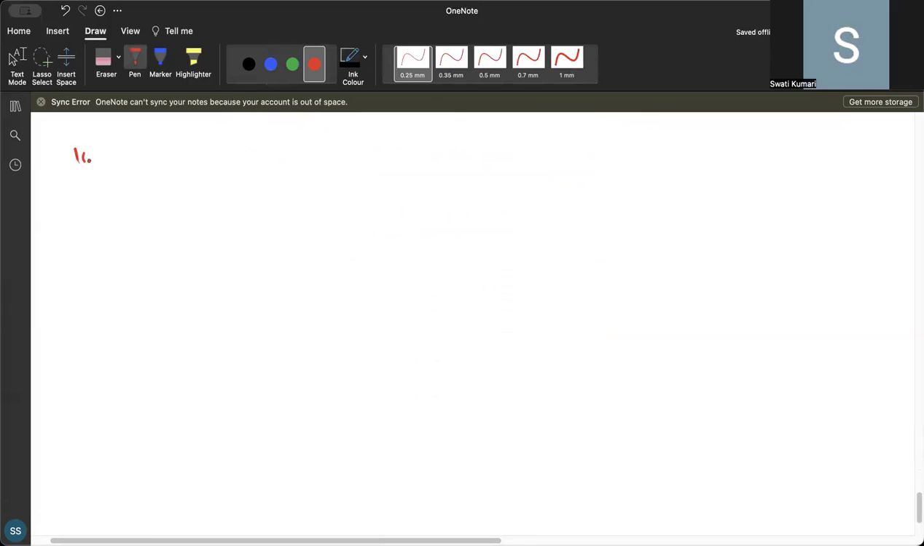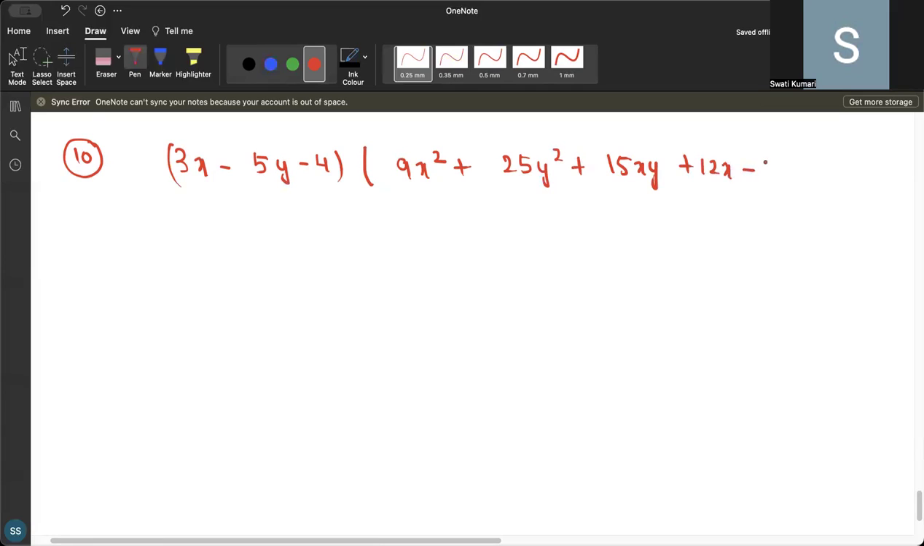I'm taking the 10th question and we'll be done. So the 10th question is, we have to find out the product of 3x minus 5y minus 4 times 9x square plus 25y square plus 15xy plus 12x minus 20y plus 16. Very complicated question. Looks very complicated.